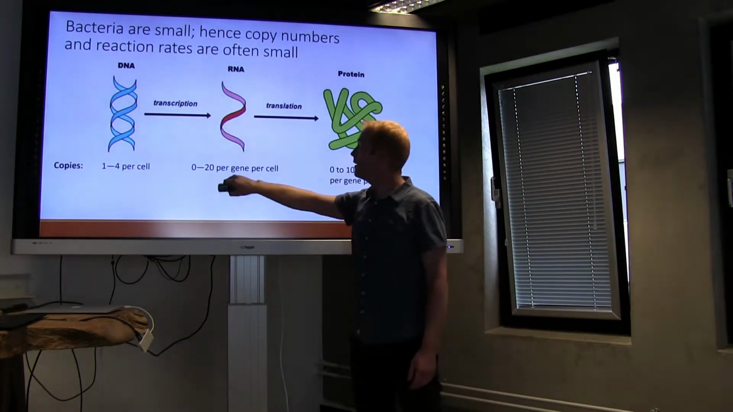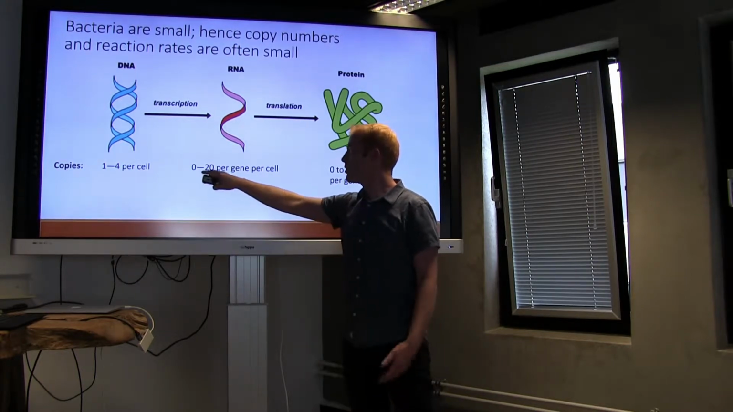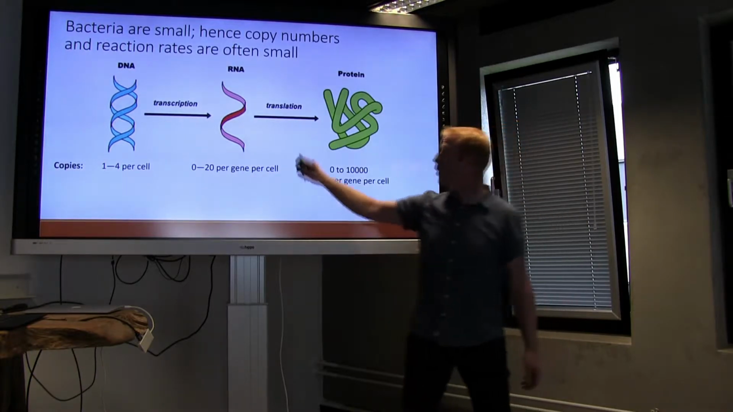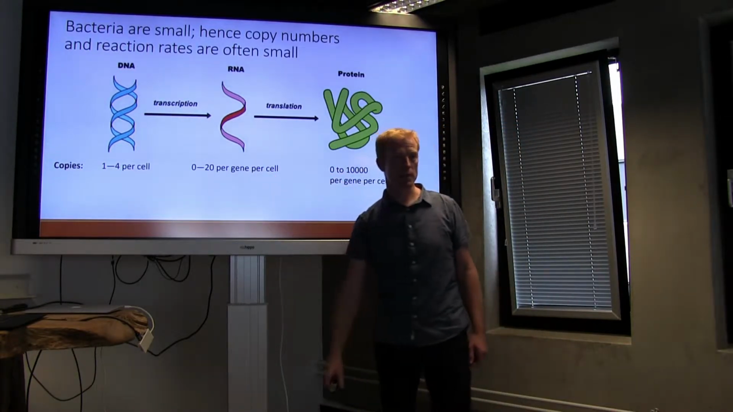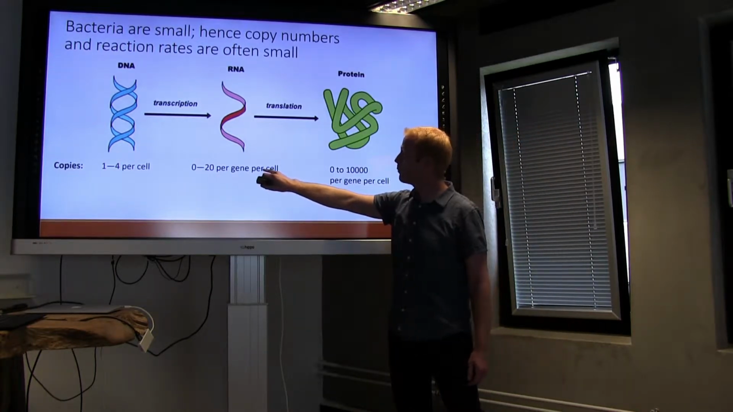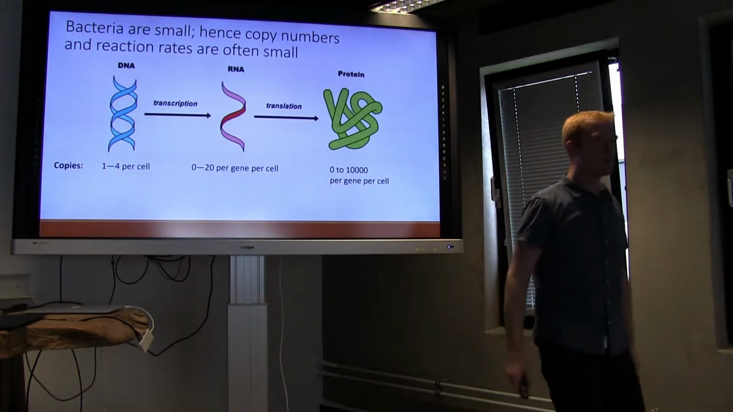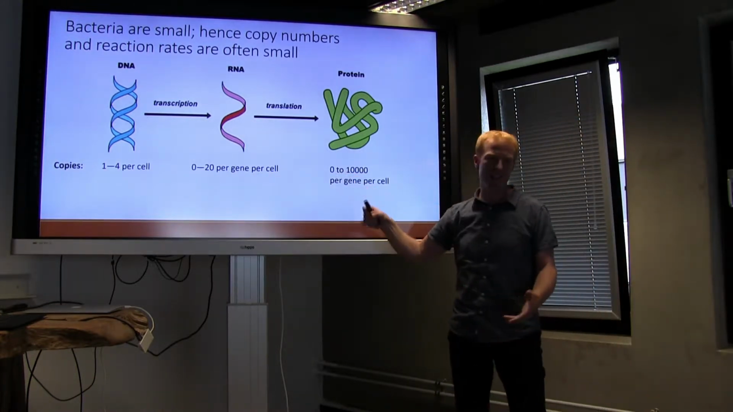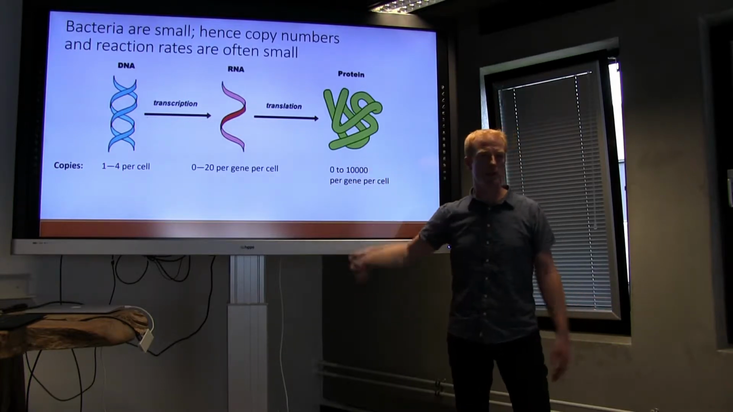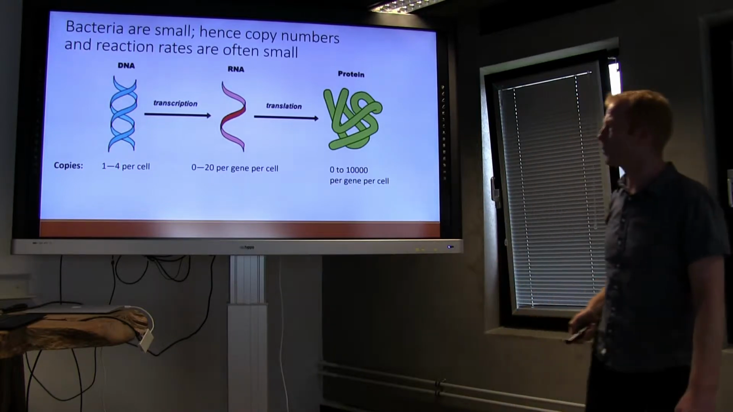And for RNA, typical numbers, if you at any point in time look into the cell, are somewhere between 0 and 20 copies of RNA per gene that is expressed. And then for the proteins, we have very different, very variable numbers. Some types of proteins are present in like 10 to 100 copies per cell. Some of them up to like 10,000. So it varies a lot. Some of them have very low copy numbers, and some of them have high copy numbers.